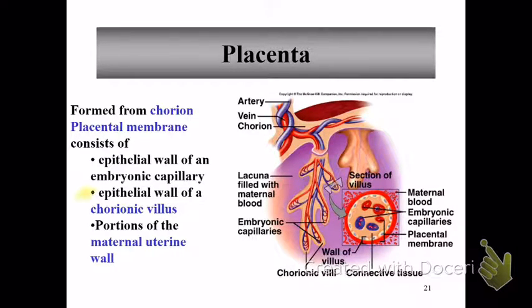Embryonic capillary. Epithelial wall of the chorionic villus, portions of the maternal uterine wall. So highlight that. So pretty important. And we know the placenta is where the nutrients come in, right? And the oxygen and the water.